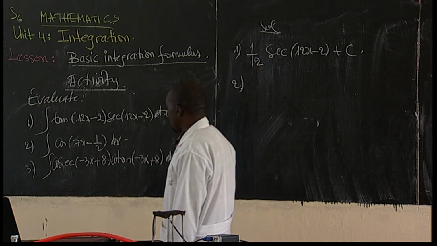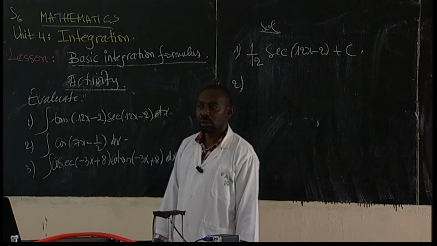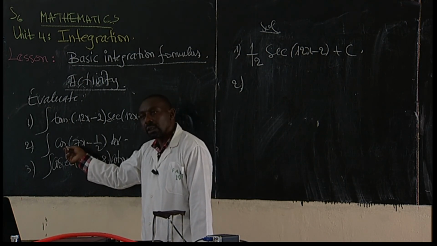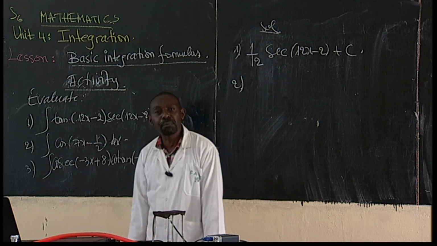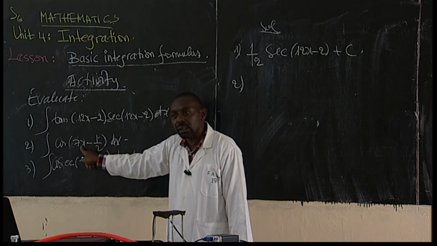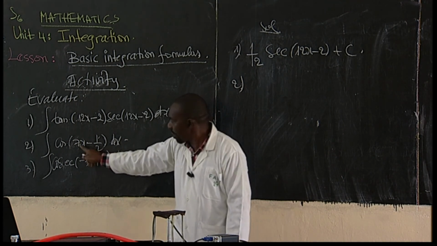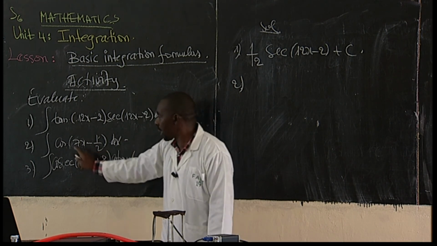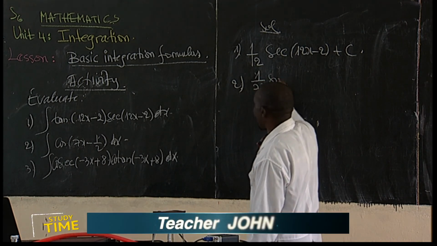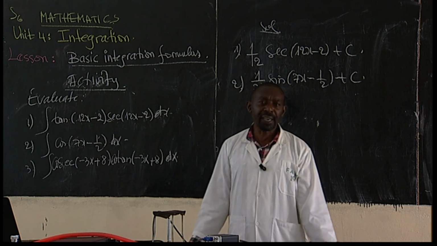2, we have cosine of 7x minus a half dx. We know the formula for this. It is a sine of ax plus b, but it has to recognize the value of a, which is the coefficient of x. X, understand that is the variable of integration. So for me, a is equal to 7. Means that the answer, because it is 1 over a, I'll be having 1 over 7, right? Sine 7x minus a half plus c. I hope it is very simple, right?